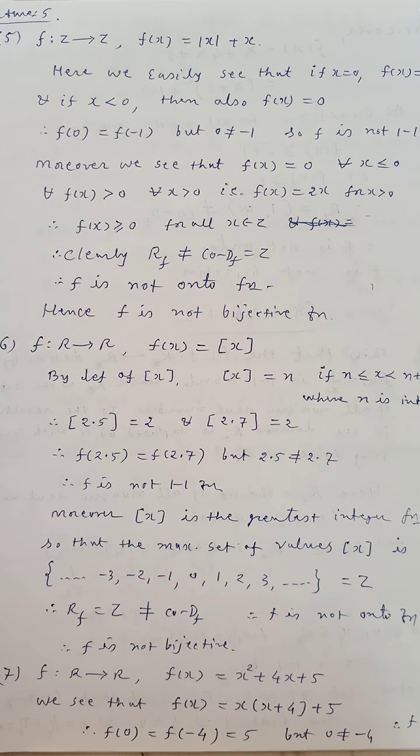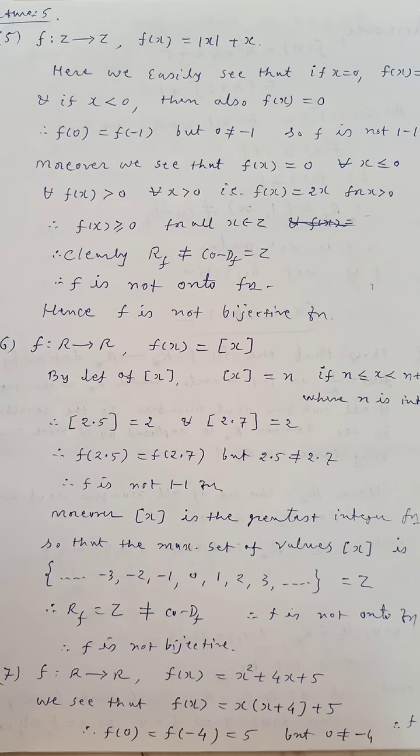Then, bijective function. Which function is called bijective function? If a function is one-one and onto both, then we say it is a bijective function. After that we discussed some illustrations. There are 7 illustrations, and out of 7 we discussed up to 4 last time. Now we continue after that 4.